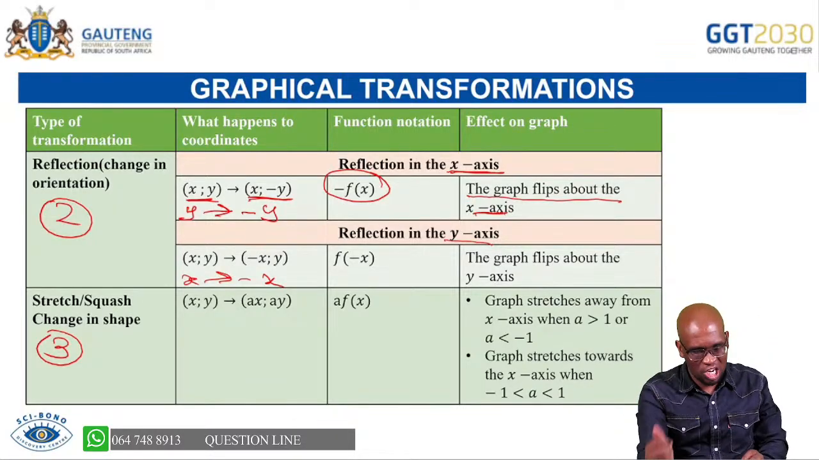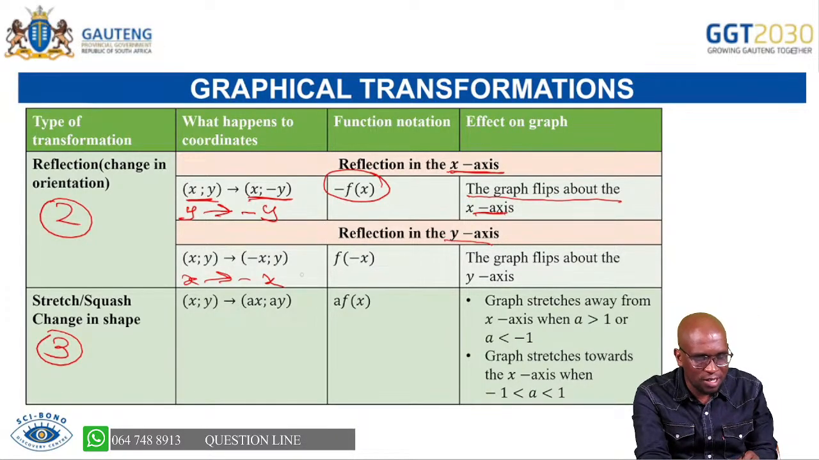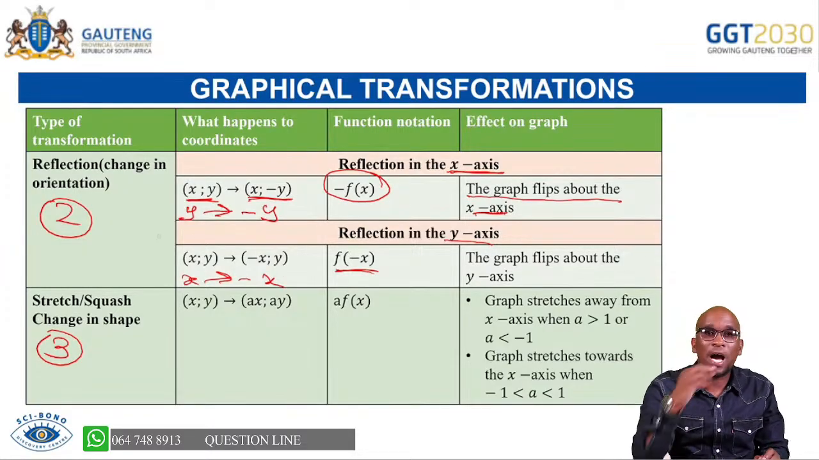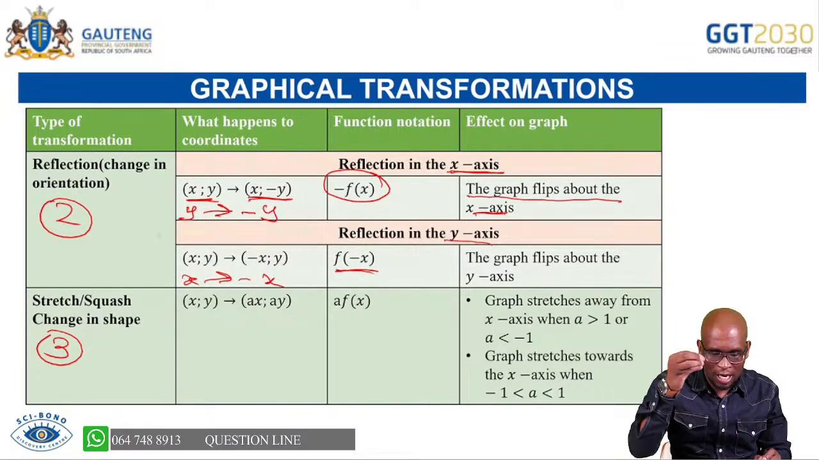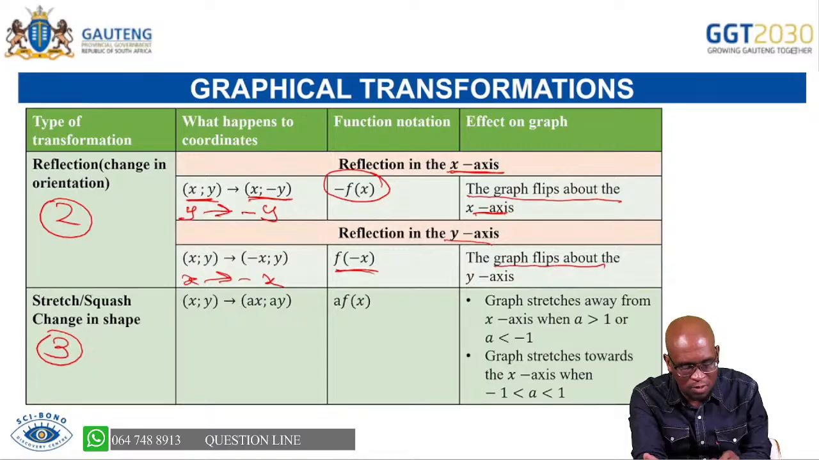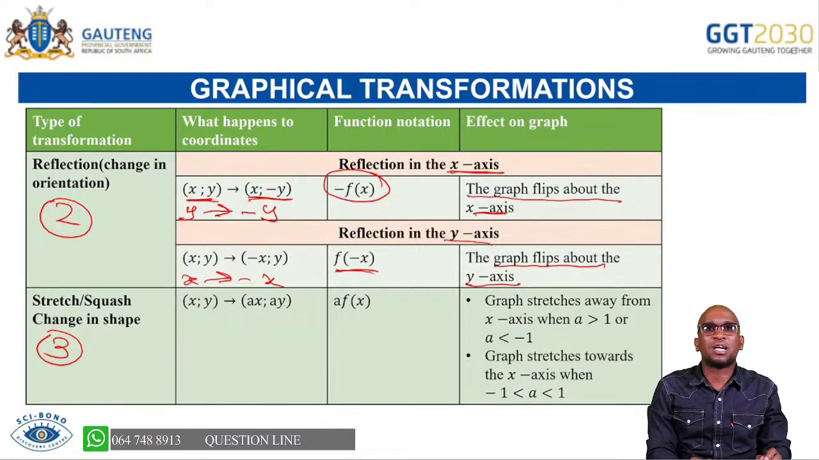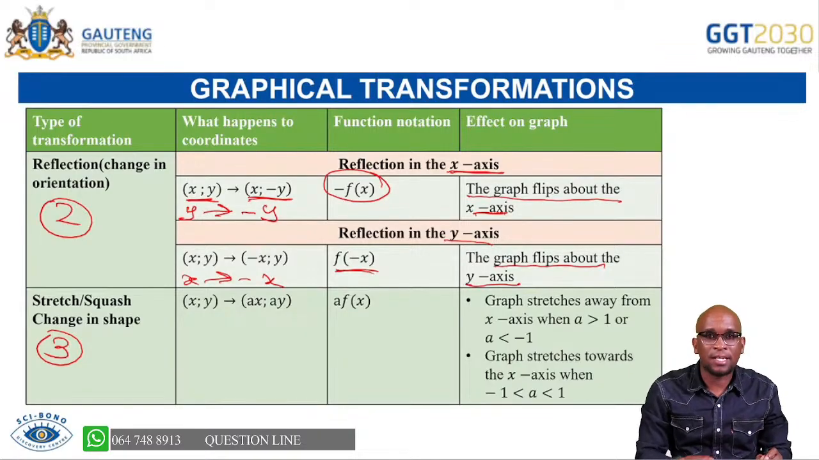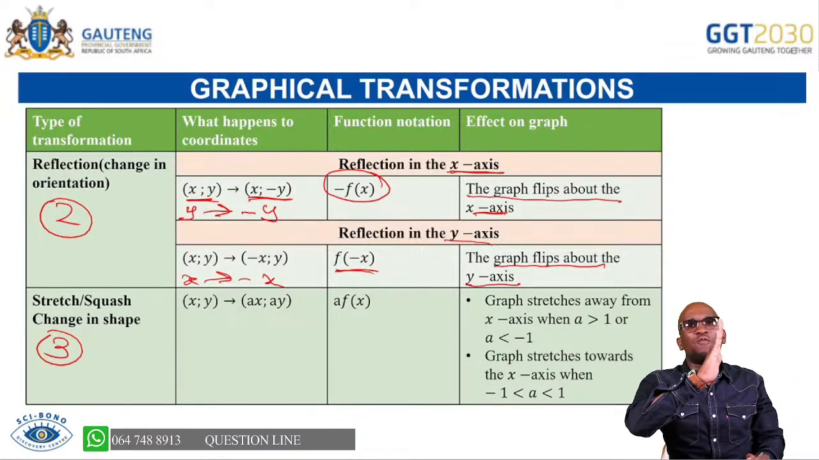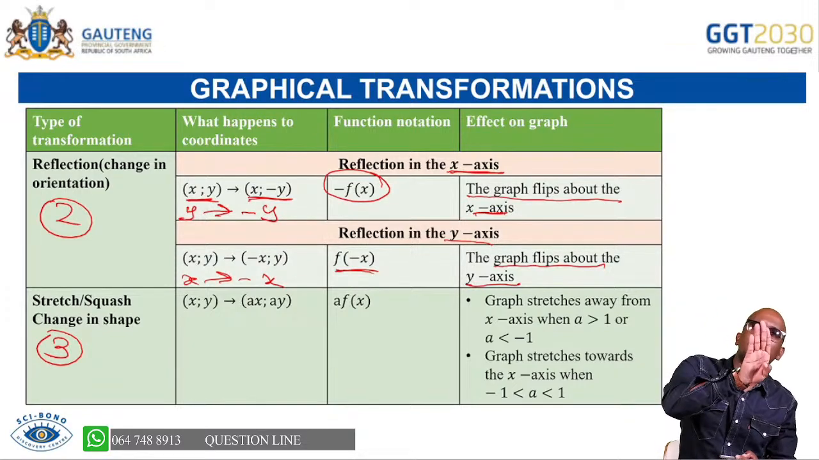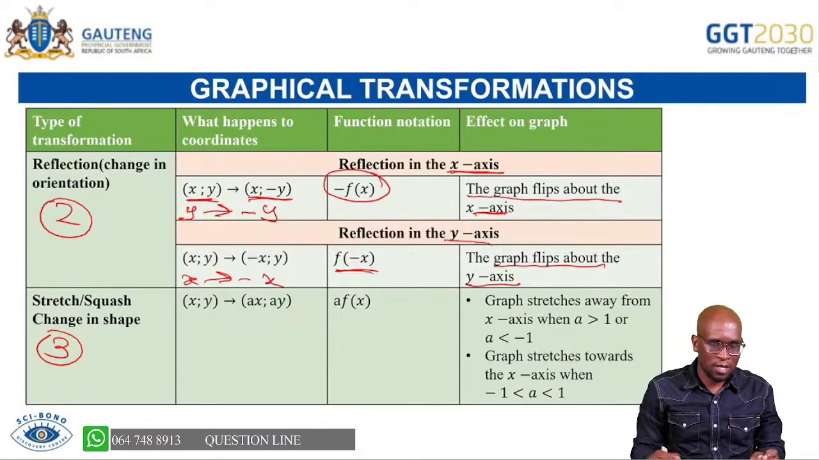Y-axis, x changes sign. So in function notation, where there was x, we are going to replace it with negative x. So the graph flips about what? About the y-axis. Which means that if the graph was on the left-hand side or the right-hand side of the y-axis, it will now be on the opposite side of the y-axis.